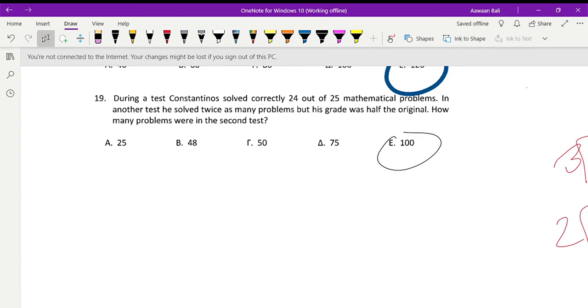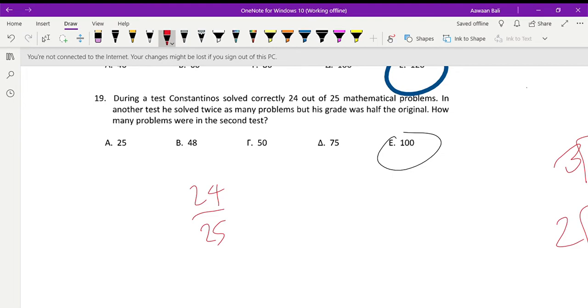During the test, Costantino solved correctly 24 out of 25 mathematical problems. In another test, he solved twice as many problems, but his grade was half the original. How many problems were in the second test? Okay. So, basically, we have to multiply first. So, we have 24 by 25.